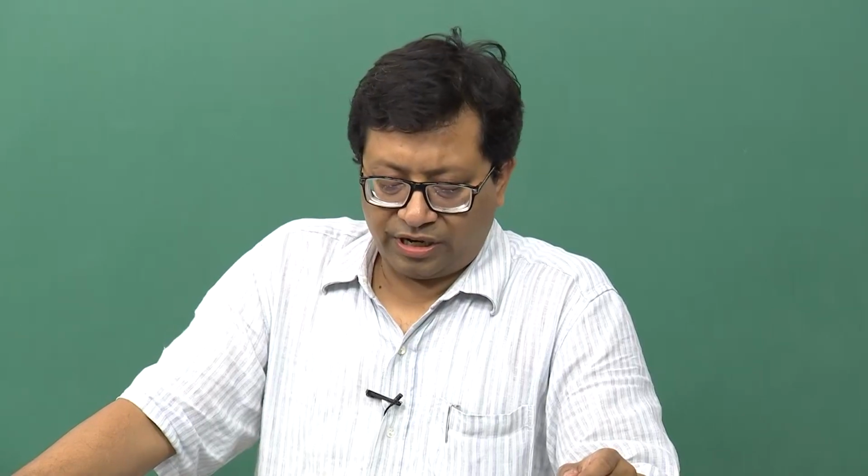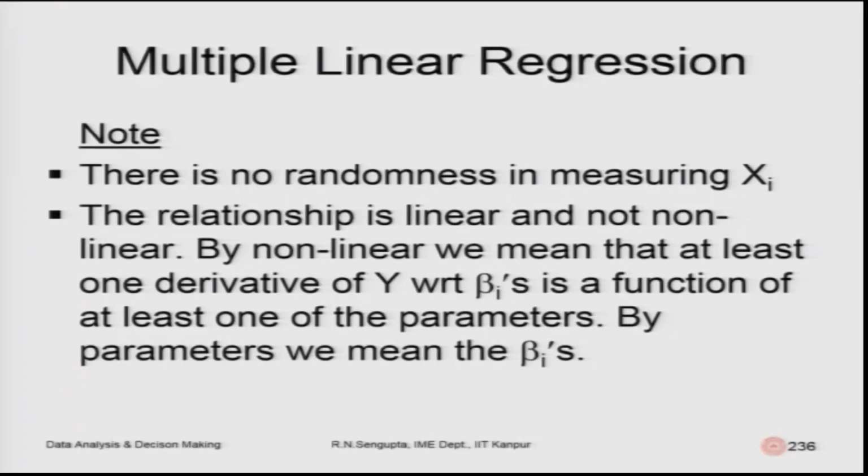So, let me continue reading it. There is no randomness in measuring exercise. The relationship is linear and not non-linear. By non-linear we mean that at least one derivative of y with respect to beta is a function of at least one of the parameters. By parameters we mean basically the betas.